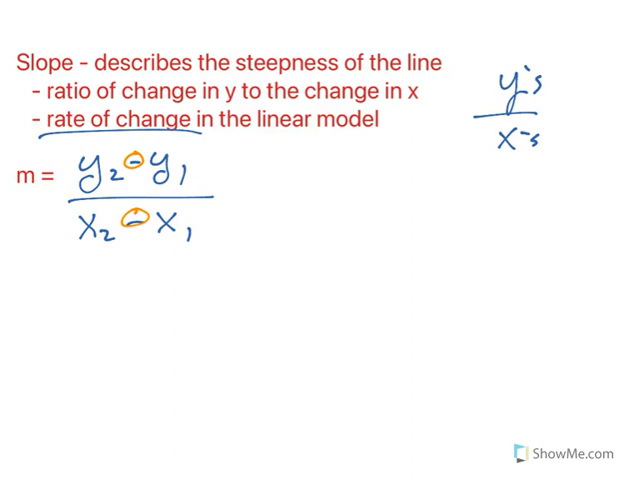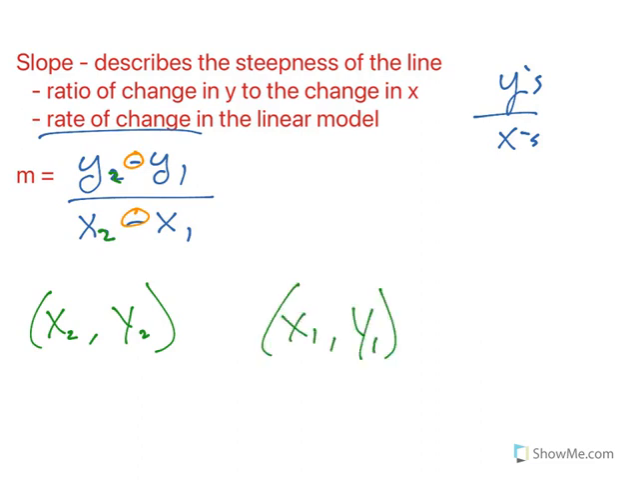Now, one thing I do want to point out is these little numbers here. So I have y2 minus y1 over x2 minus x1. These are just ordered pairs. x2, y2 is an ordered pair. Those little 2's just tell us that they are together in an ordered pair. And then x1, y1 tells us they are together in an ordered pair. So that's the importance of that formula.